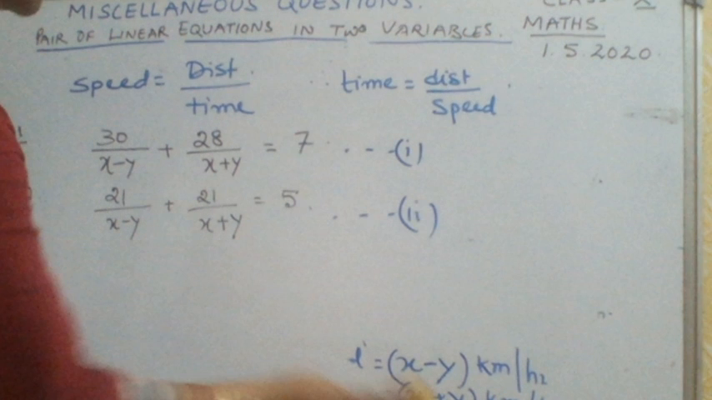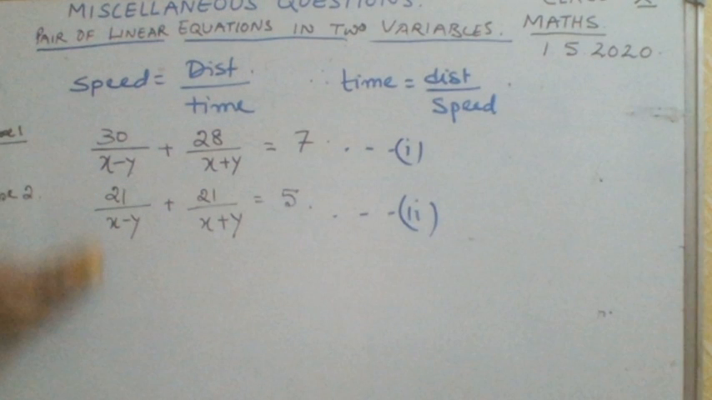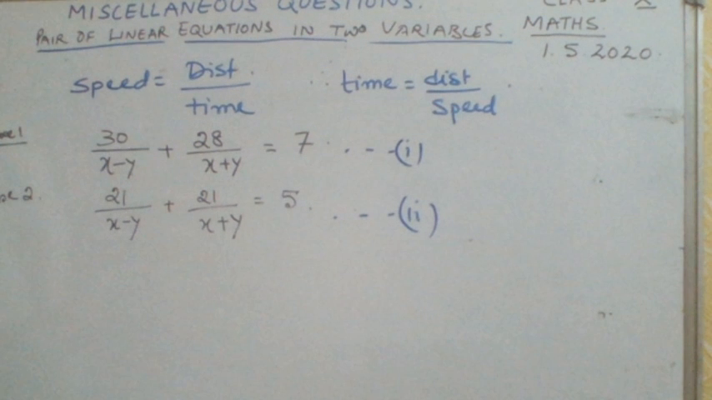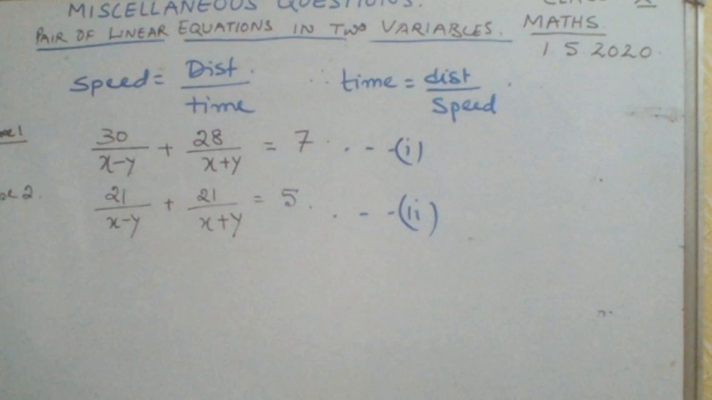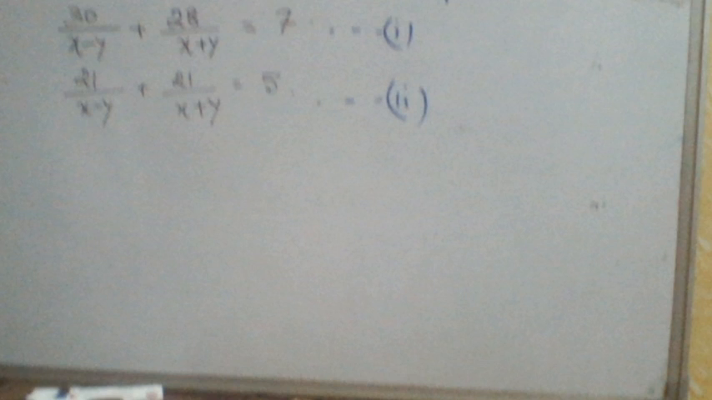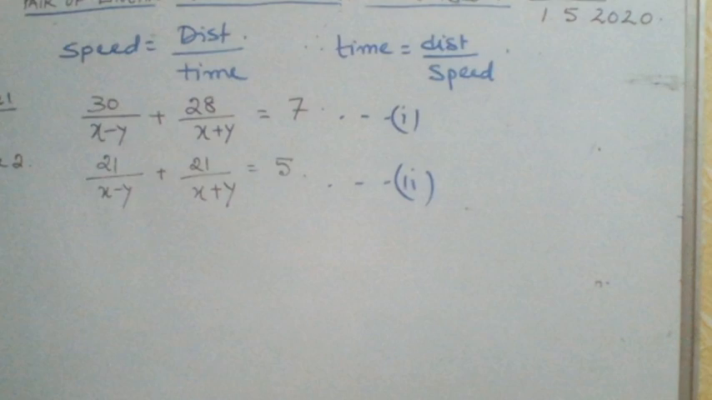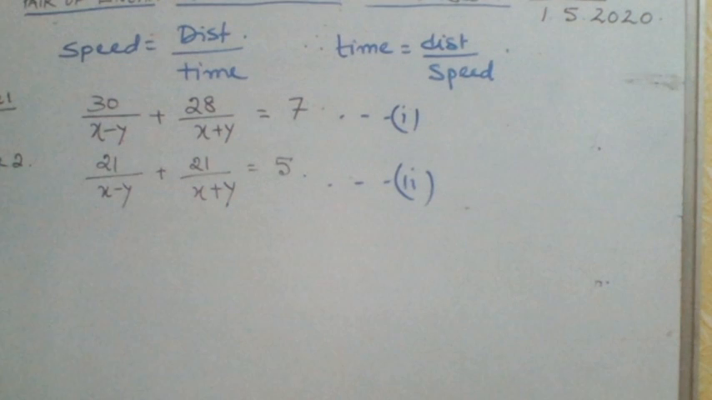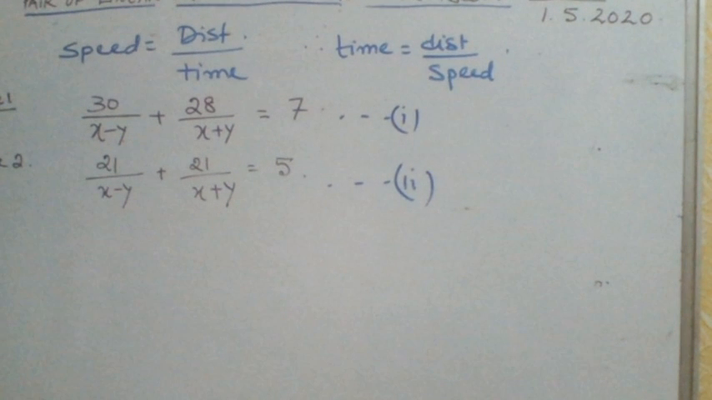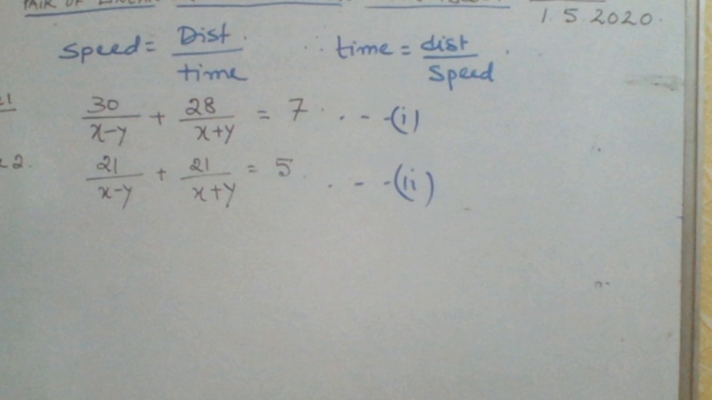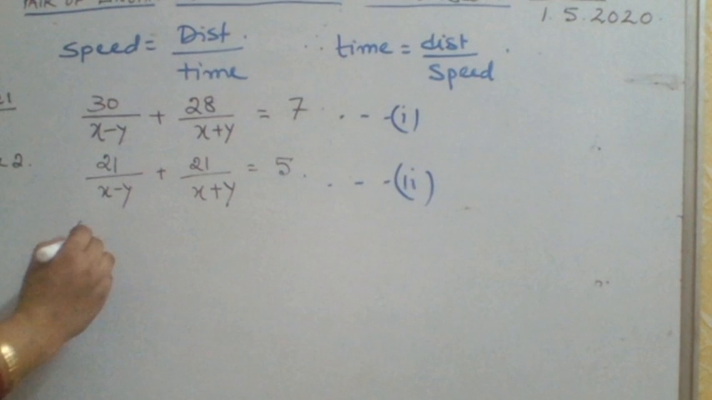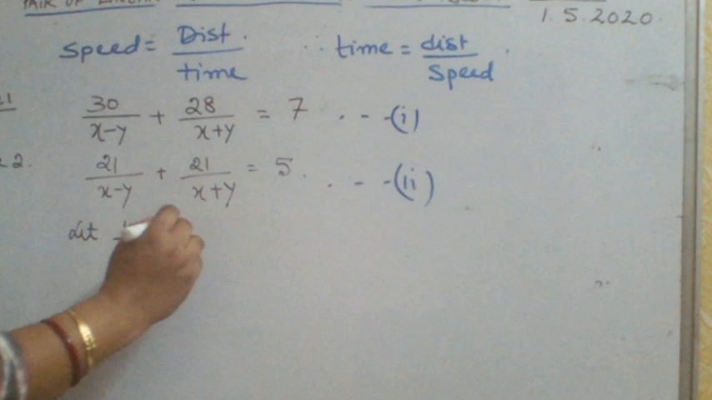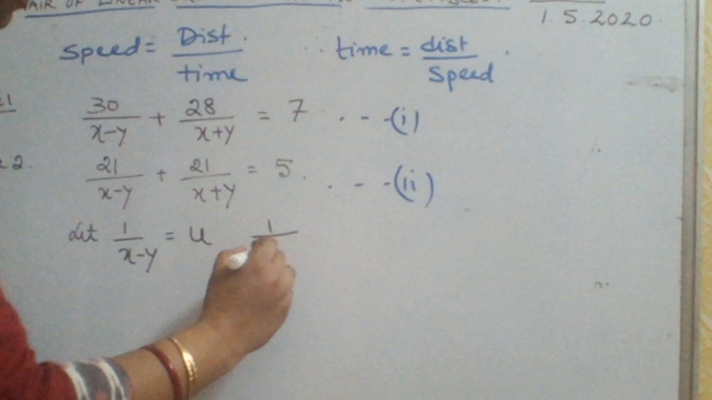Now you are going to solve it by which method? Is it a linear equation? No. You will have to reduce it to the form of a linear equation. I know many of you are already familiar with it. You have been with me for the past few days. We have done this solving. Let 1 upon x minus y be equal to u and 1 upon x plus y be equal to v.